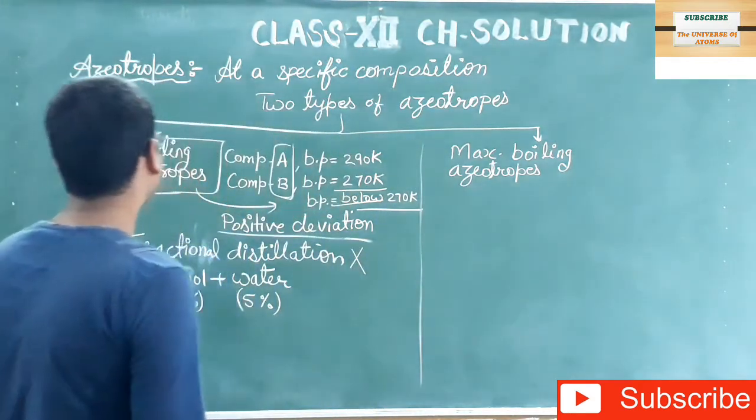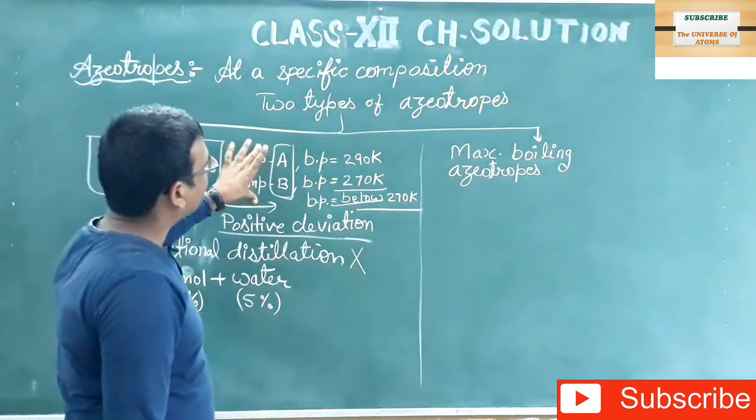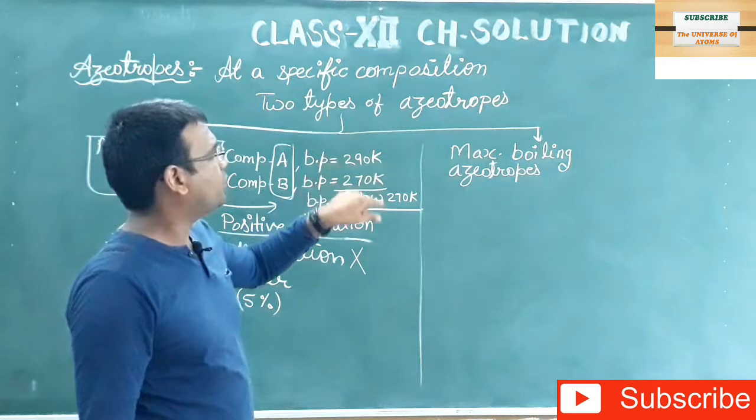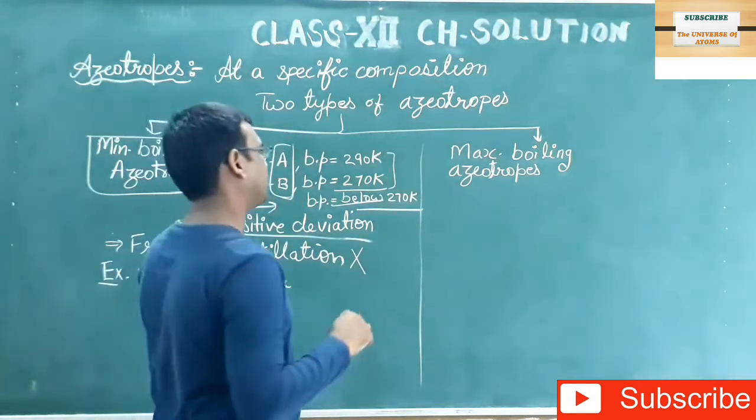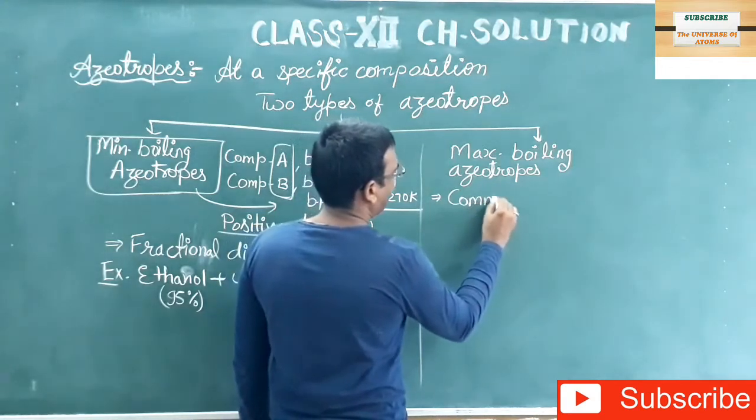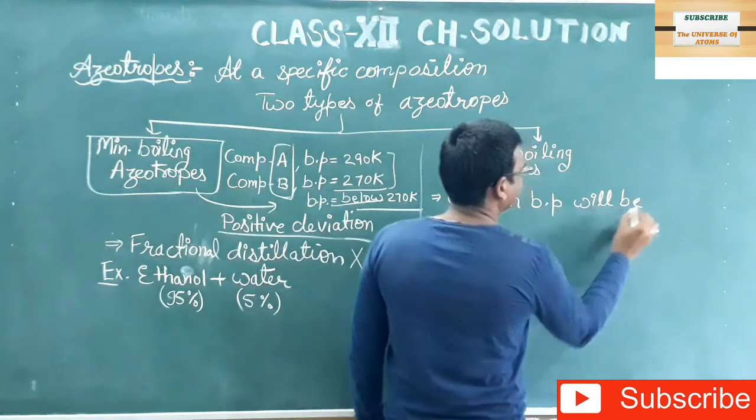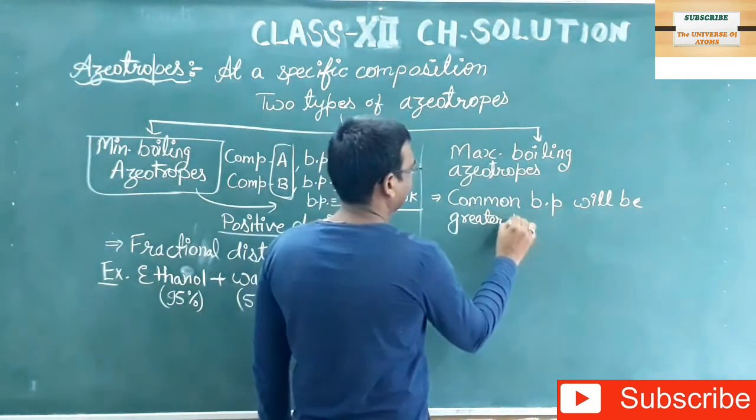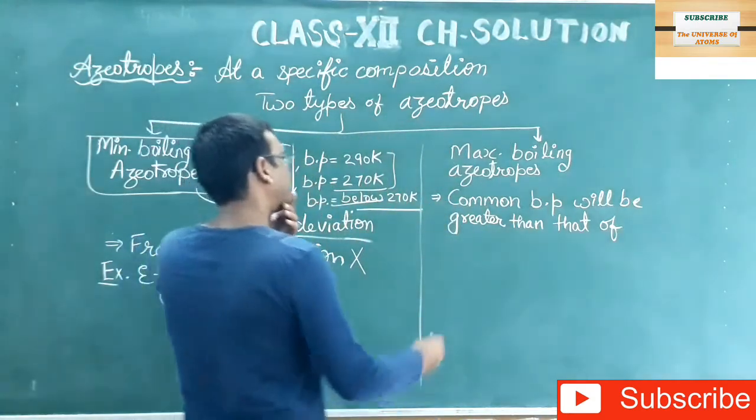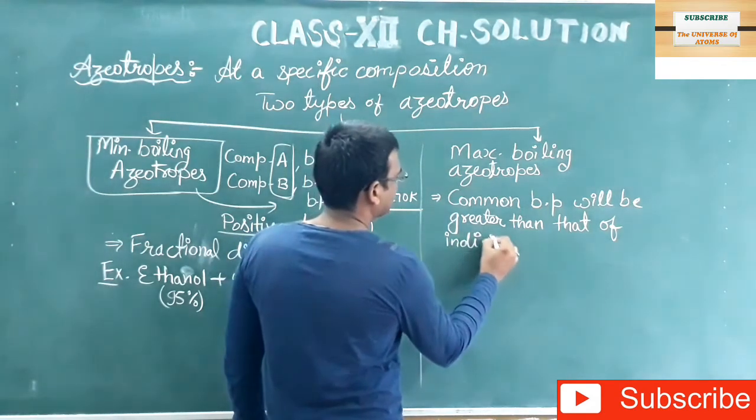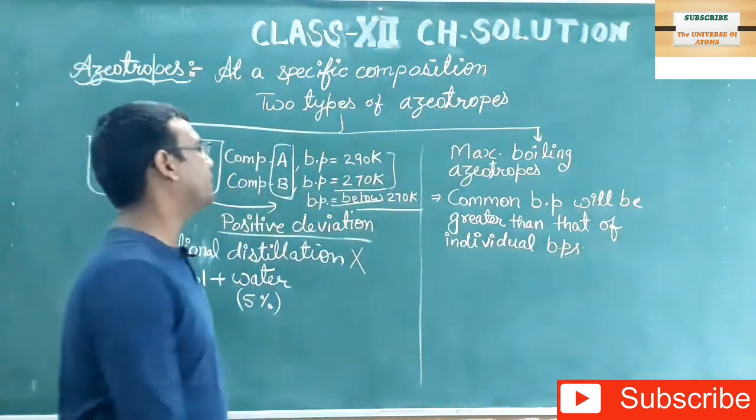Second one, maximum boiling azeotrope. Again the same thing. Here, the boiling point of the mixture, or common boiling point, will be greater than the boiling points of the individual components A and B. So the common BP will be greater than that of the individual BPs.